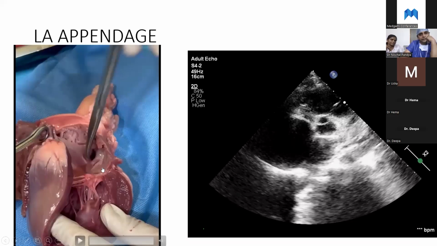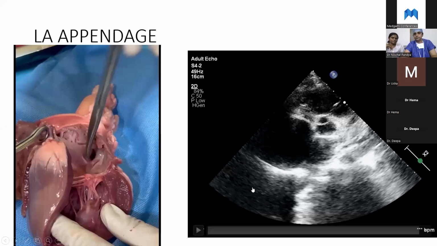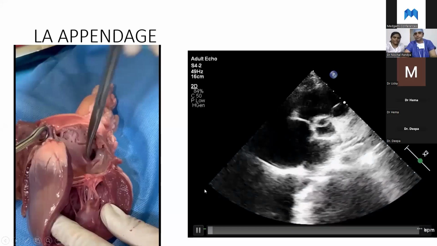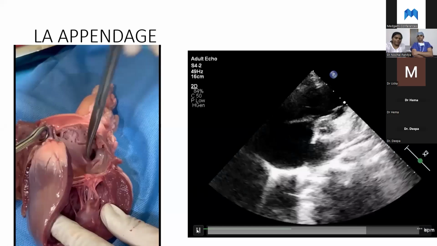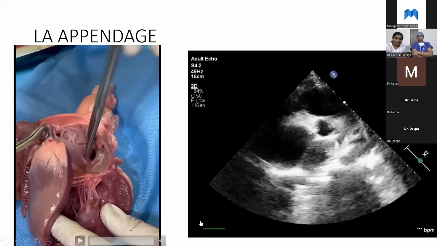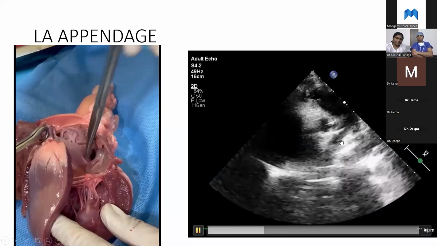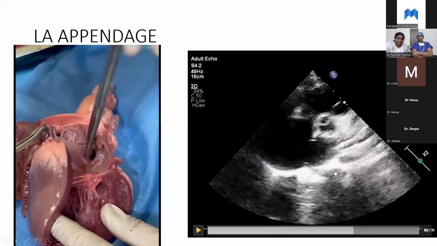The LA appendage itself is smooth in most of its part, the base of the LA appendage, sorry, and from where it starts, it gets trabeculated. Behind, posteriorly, you would find the pulmonary veins. This is a P-sax view. With a little posterior tilt, we will be able to see the left atrial appendage from the routine P-sax view.